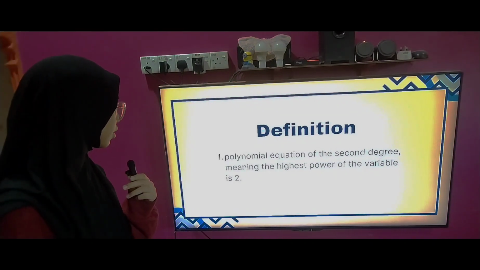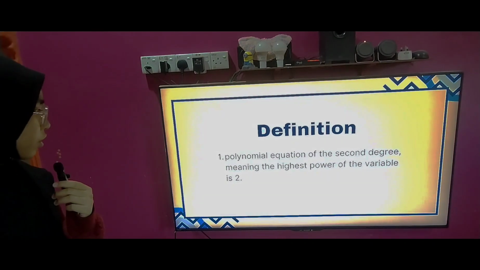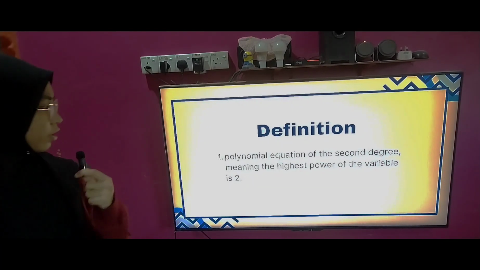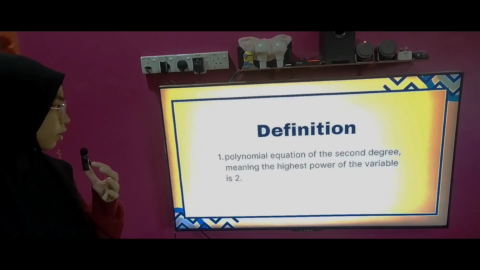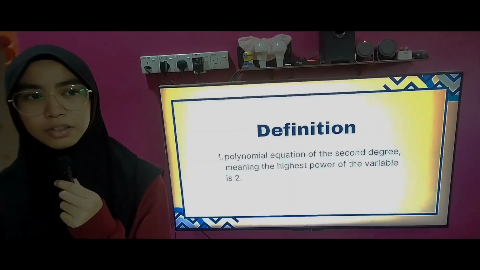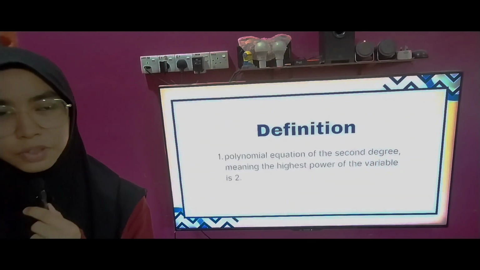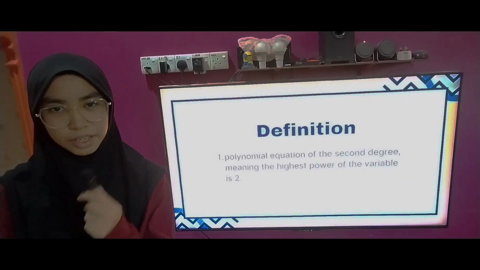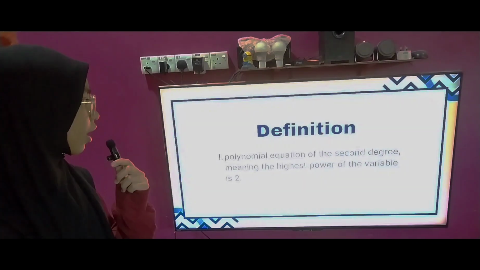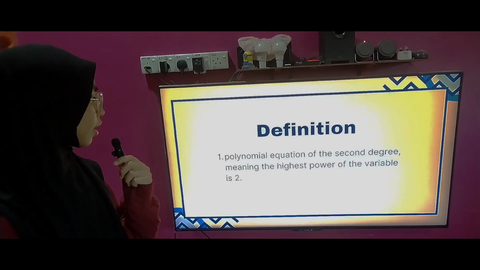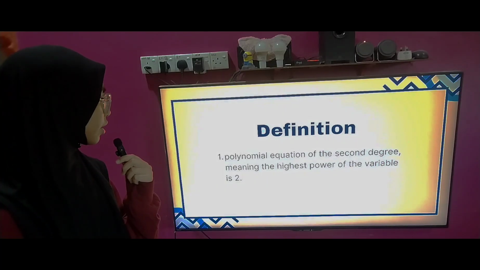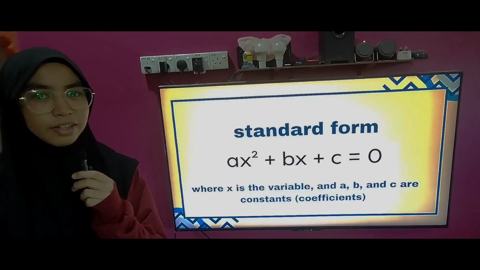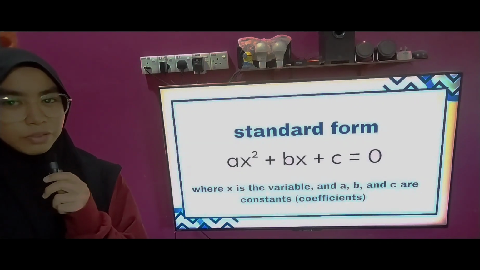Okay, so the definition of the quadratic equation is a polynomial equation of the second degree, meaning the highest power of the variable is 2. So we can conclude that a quadratic equation is when the equation has x squared, the highest degree, to the power of 2. Here's the standard form of the quadratic equation.